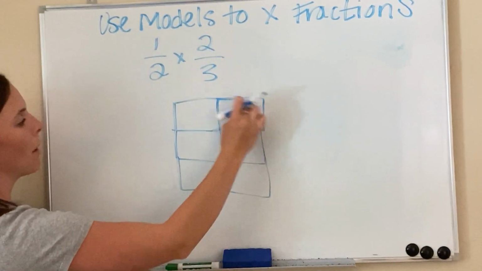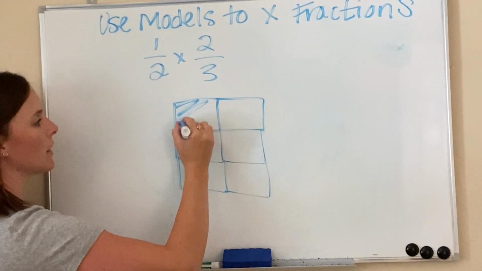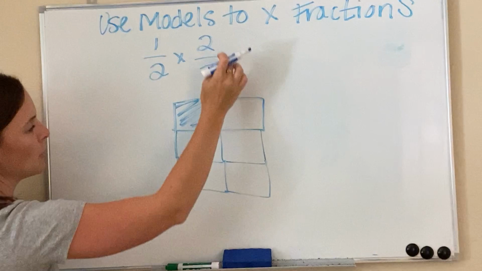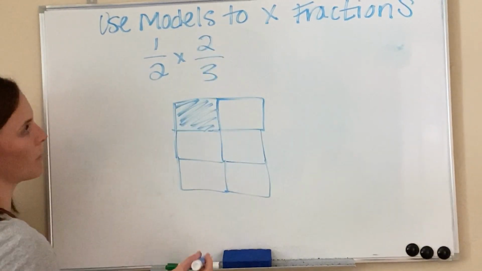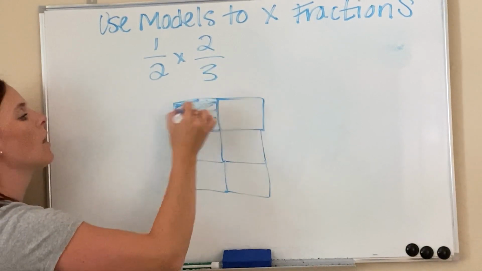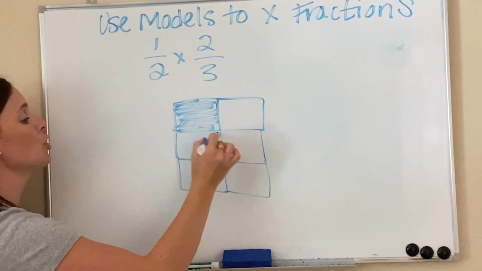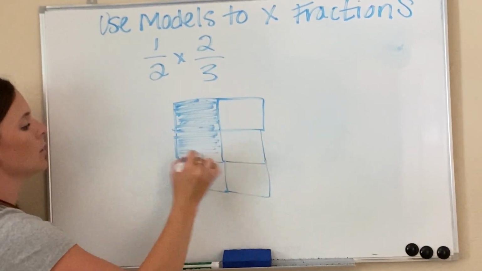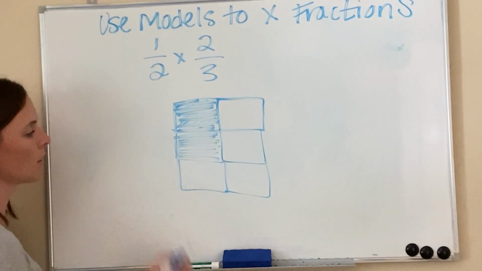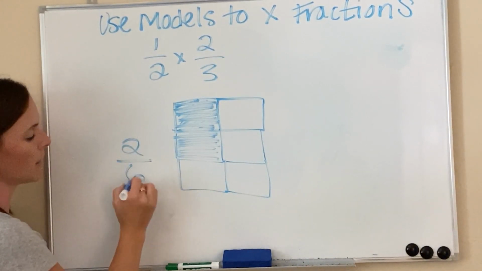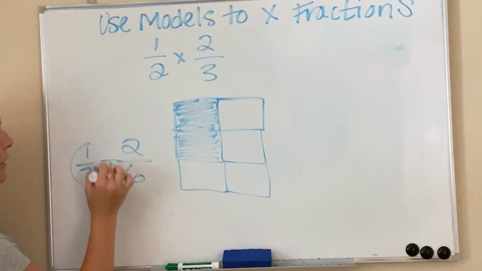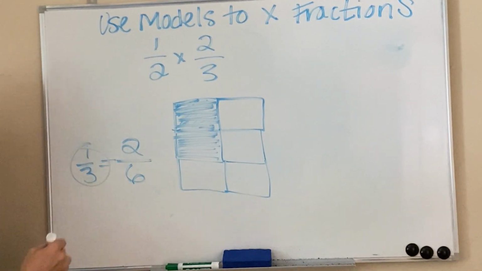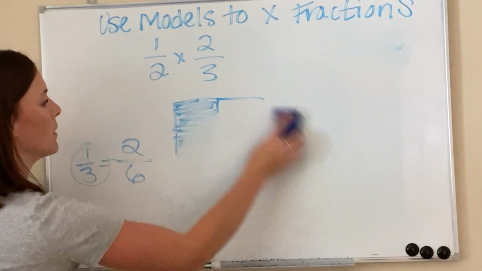In my 2, my 1 by 2, I only have 1 shaded. And then in my 3's going down, right, 1, 2, 3, I have 2 of them shaded. So that would be 1, 2. So how many total are shaded? 2 out of the 6. And 2/6 is the same thing as 1/3. So don't forget to simplify. All right, let's do another one.